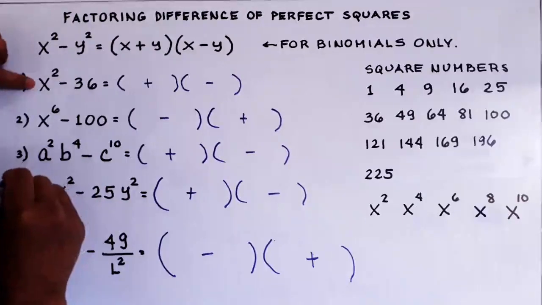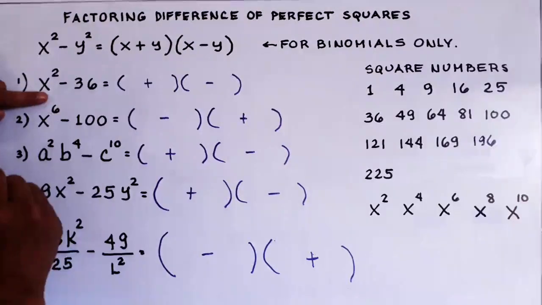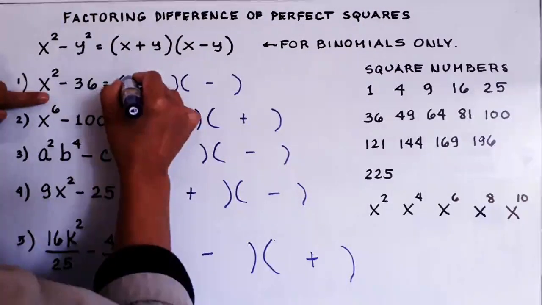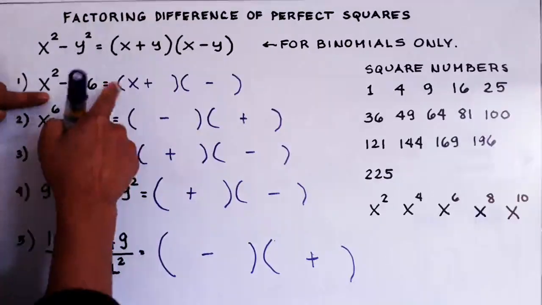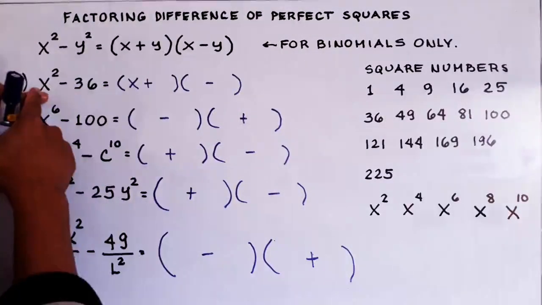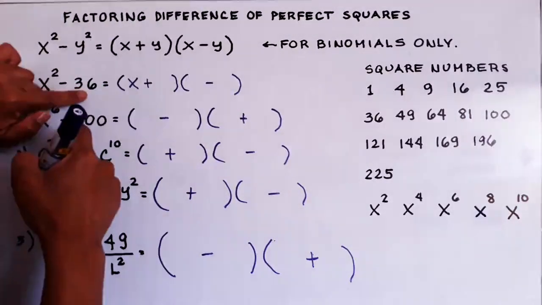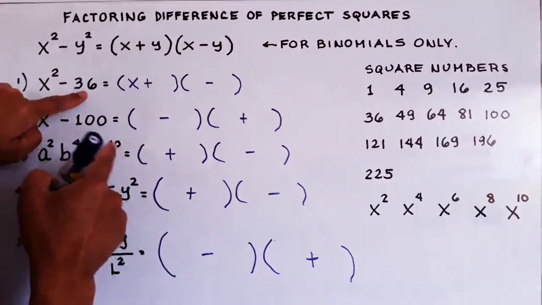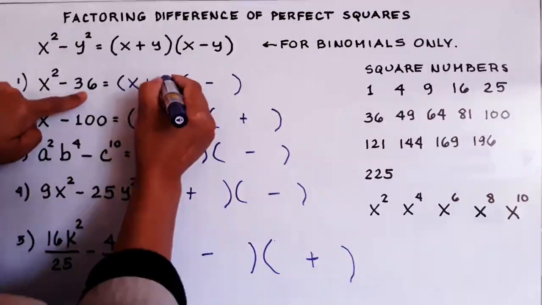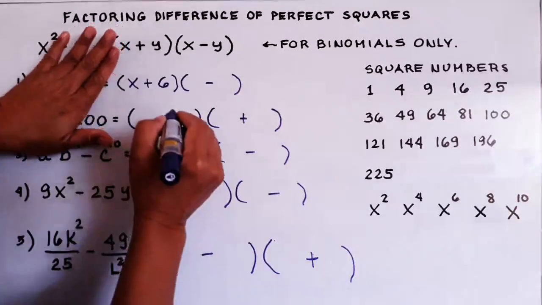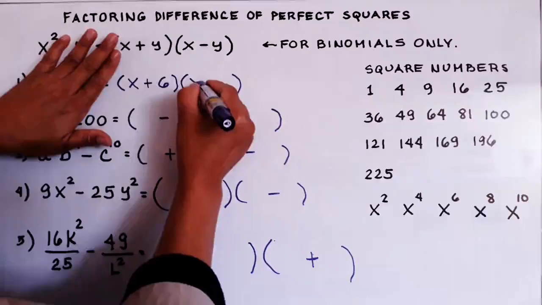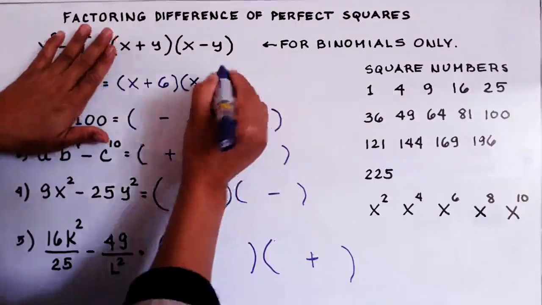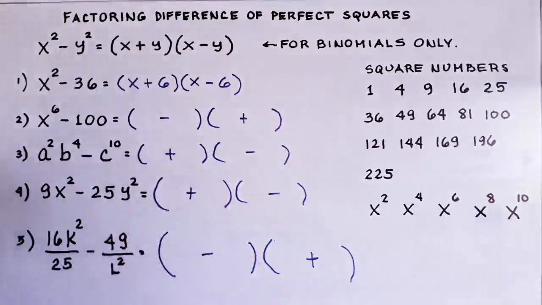Now let us factor this one. What is the square root of x squared? It's x. Square root of 36 is 6, because 6 times 6 is 36. So we put here the 6. Copy. x minus 6. That's the answer.